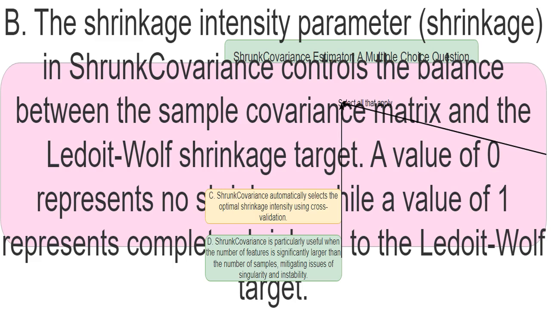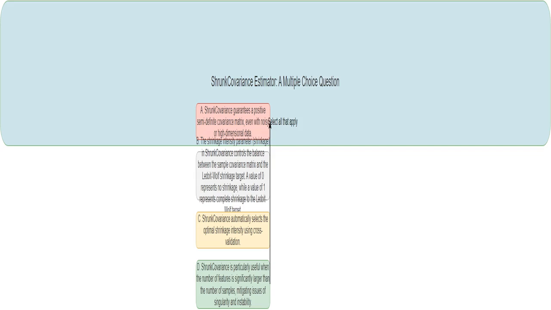This statement is false. ShrunkCovariance doesn't magically figure out the best shrinkage level on its own. You have to either supply the shrinkage parameter manually or use a separate method to estimate it. It's not automatic. The shrinkage parameter acts like a dial. At 0, you use the plain sample covariance. At 1, you completely switch to the Ledoit-Wolf estimate, a more stable version.